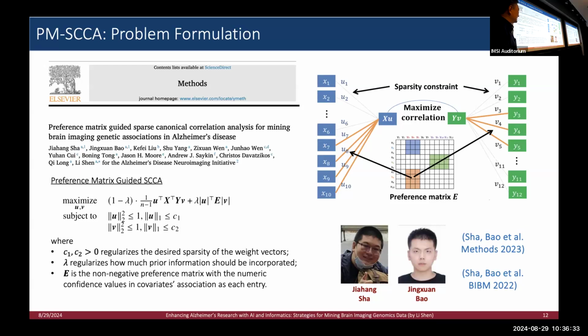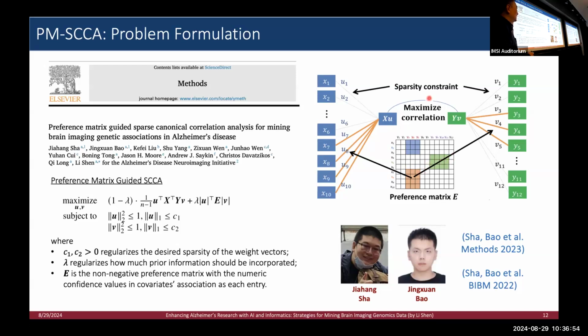Another thing, in terms of the statistics, is that you can use CCA. Basically, you can extract a genetic component, like a polygenic risk score but using a different strategy, and also an imaging component, which is just a weighted sum of the original imaging measures. Then we want to maximize their correlation.